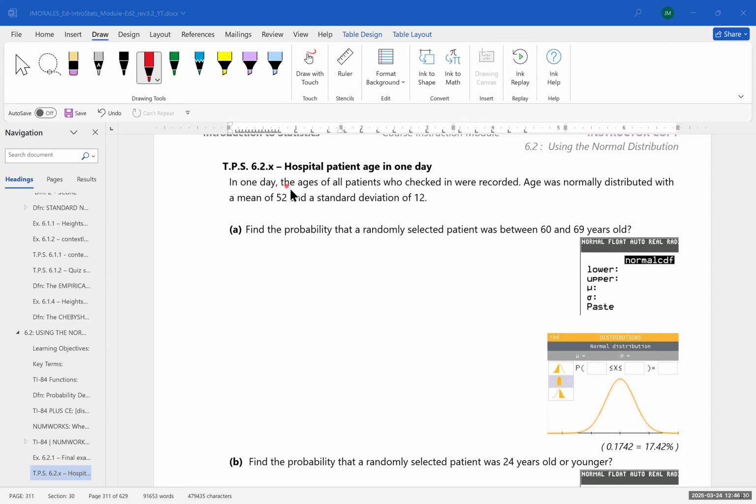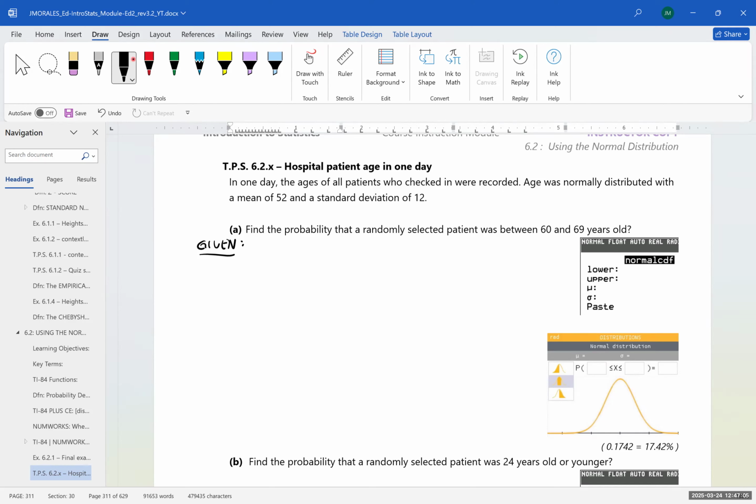Okay, so in one day, the ages of all patients who checked in were recorded. Age was normally distributed with a mean of 52 and a standard deviation of 12. Part A is find the probability that a randomly selected patient was between 60 and 69 years old. All right. So again, it helps to maybe just start with what you're given.